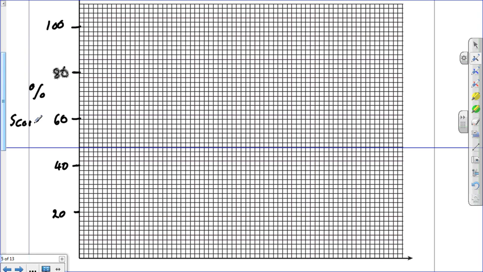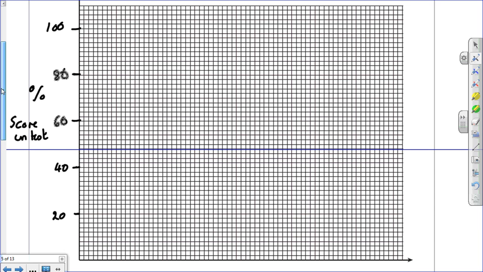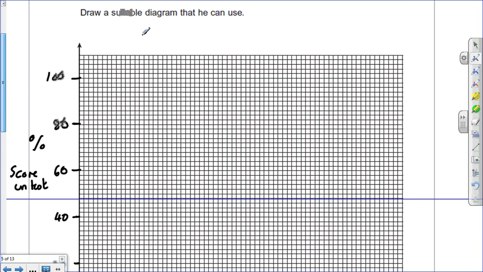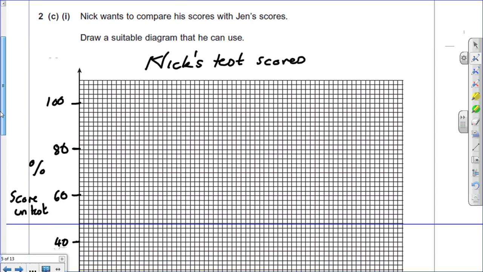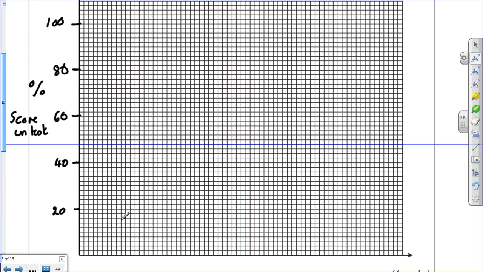So remember what we're doing, we're trying to put all Nick's scores onto a bar chart. So it's Nick's test scores. Right, what did Nick get? Let's do the first bar. Nick got 60 in English. So we flip back, and we're going to draw a bar to represent that. It doesn't have to start right at the left. I'm going to start 2 in, and he got 60. So that's how high it's going to be.